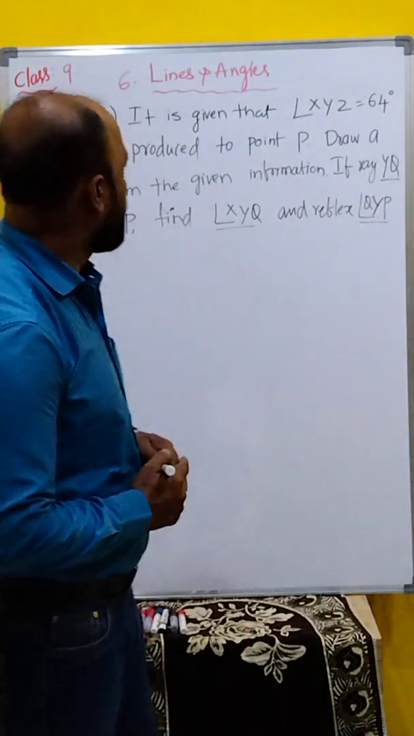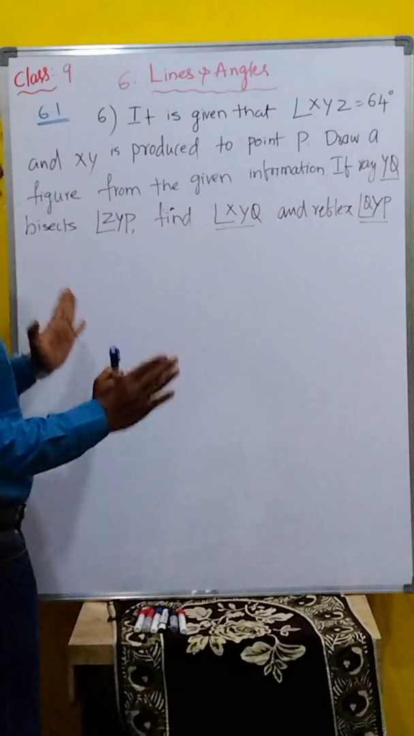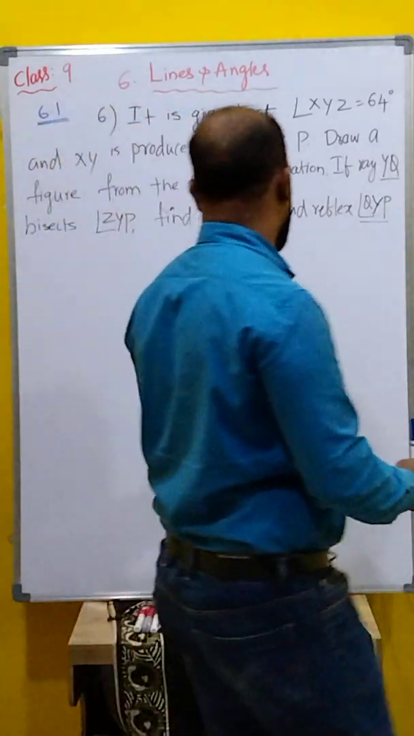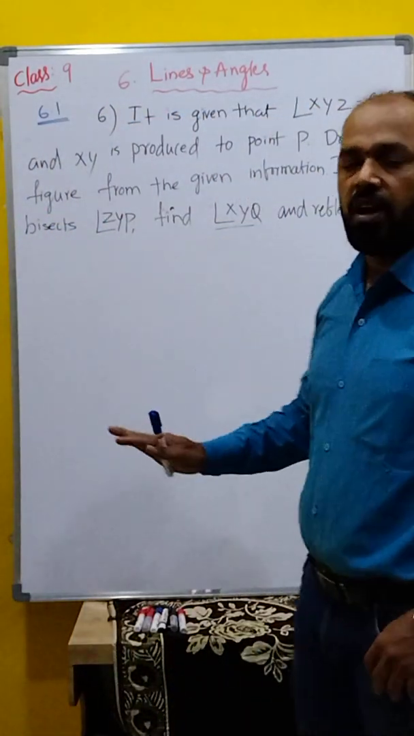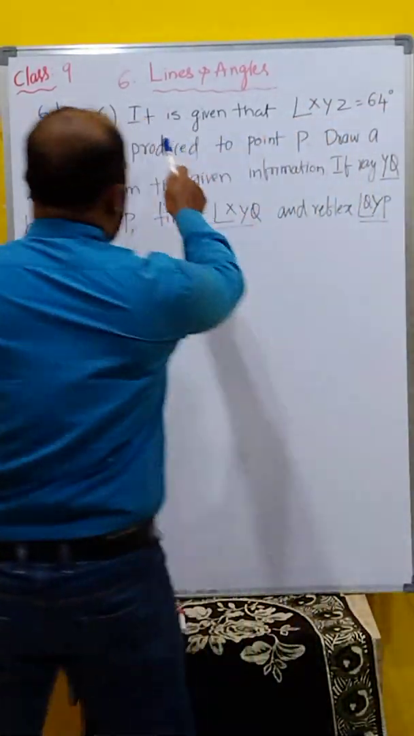Hello students, now we'll go for question number 6 in 6.1. I'll read the given information, then draw the figure. Here the figure is not given, we have to find the figure first, then only solve it. Clear, children?